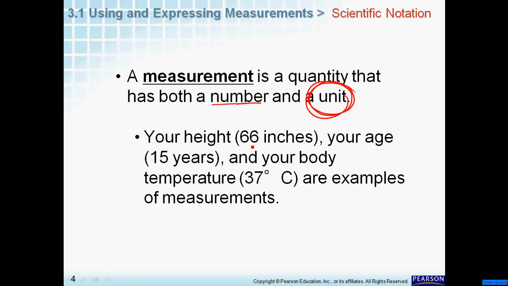So for example, 66 inches. Inches are my unit there. 15 years is how old some of you are. Years is my unit. Maybe you are running a little bit of a fever and your temperature is 40 degrees Celsius. Those are all units that go along with the number to create a measurement. The most important thing here is that you have units on every number. You don't necessarily need to know the definition of a measurement as long as you're using units with your numbers.